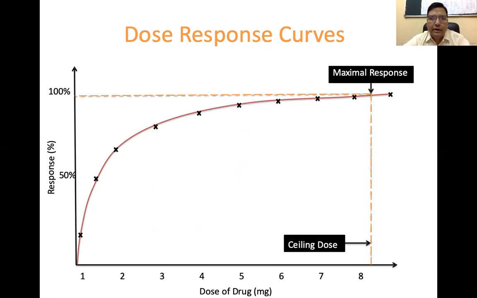So, if we draw a dose response curve, we get a parabolic line like this. With the increasing dose, the response goes on increasing until we reach a maximum response, which is the 100% response. And beyond this, if we increase the dose further, the response is not going to increase. So the dose at which the maximal response is reached is known as the ceiling dose.